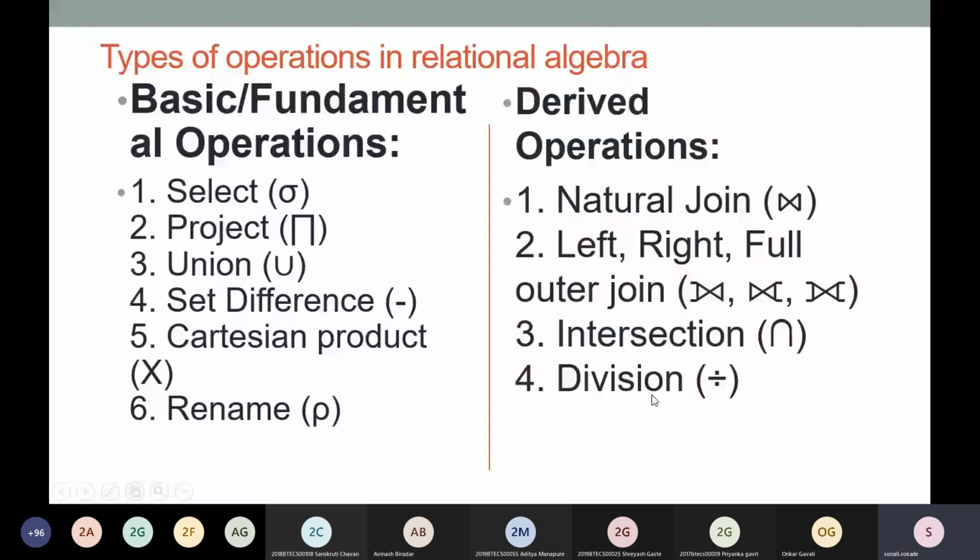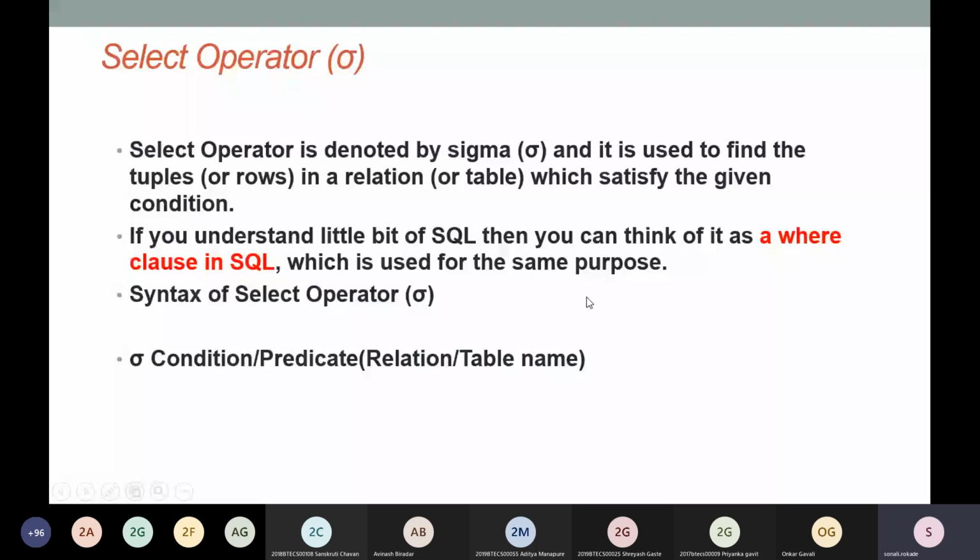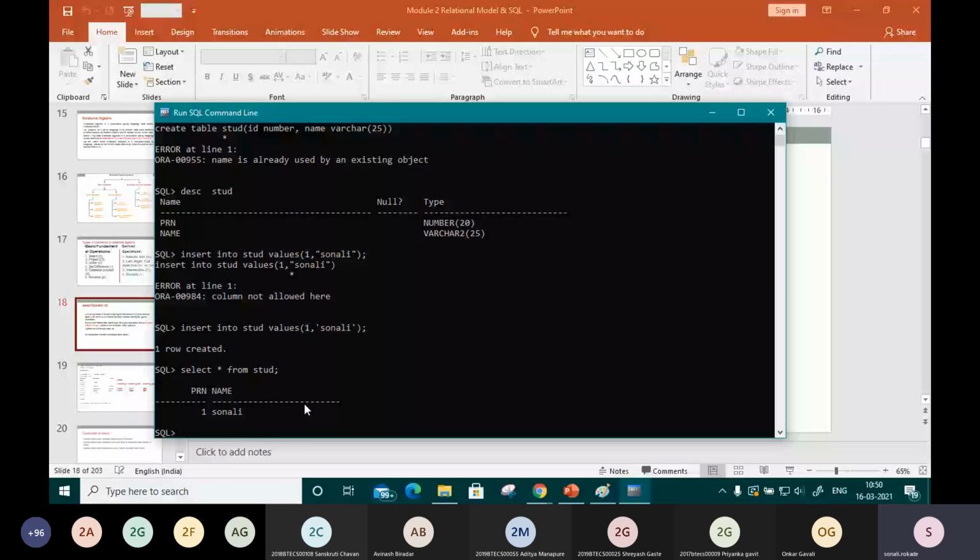Then the first one, the select operator. How are we going to use it? Select operator is denoted by the symbol sigma. It is used to find the tuples in a relation, that is, the rows in a table which satisfy a given condition. Why do we use this given condition? Right now we have used the statement select star from student, so it is going to retrieve all the tuples present in that relation.